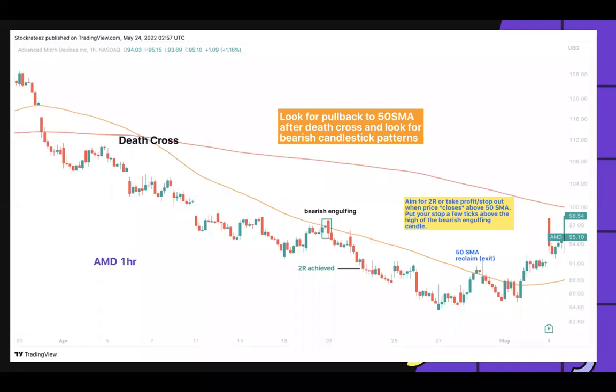So here's our death cross, AMD 1-hour chart. So when the 50 crosses below the 200, when yellow goes below red. So it's the same technique, but opposite. You look for that pullback to the 50 SMA, or you look for potential setups. So here we have our death cross. Maybe you could have shorted somewhere in here, but for the purposes of this lecture, let's look at what happens when we get our return to the 50 SMA.